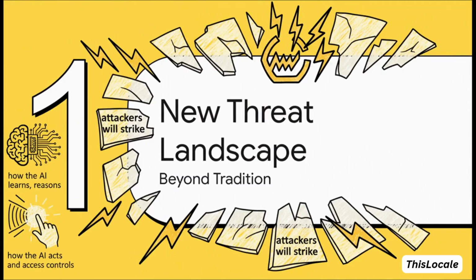So, to protect our new AI, we really have to get our heads around this new threat landscape. We've got to look beyond the usual firewalls and access controls and start thinking about how the AI learns, how it reasons, and how it acts, because you can bet that's exactly where attackers are going to strike.